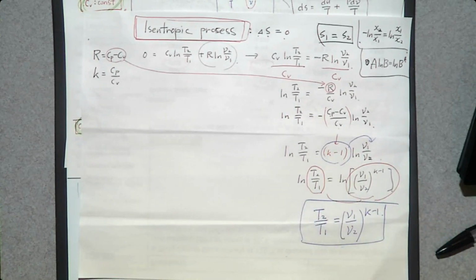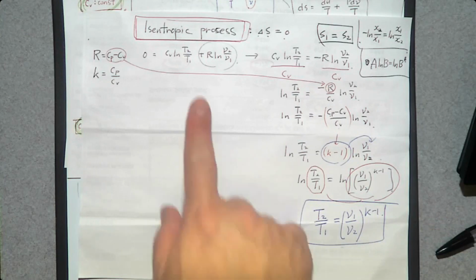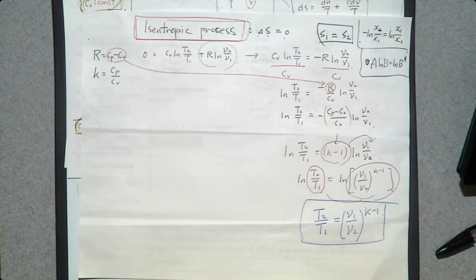So this is the temperature-volume relation when we have an isentropic process. If you have an isentropic process, then you can study the relation between temperature and specific volume by using this one equation. Any question?